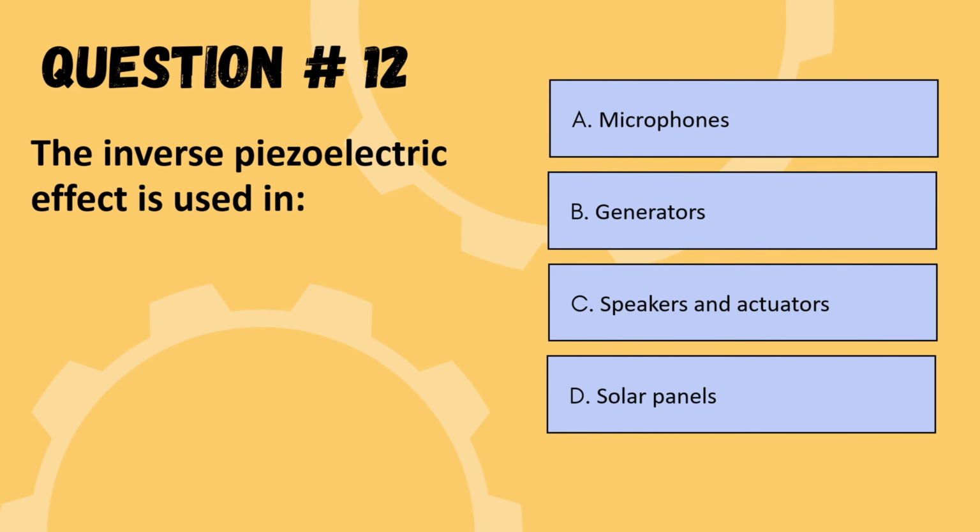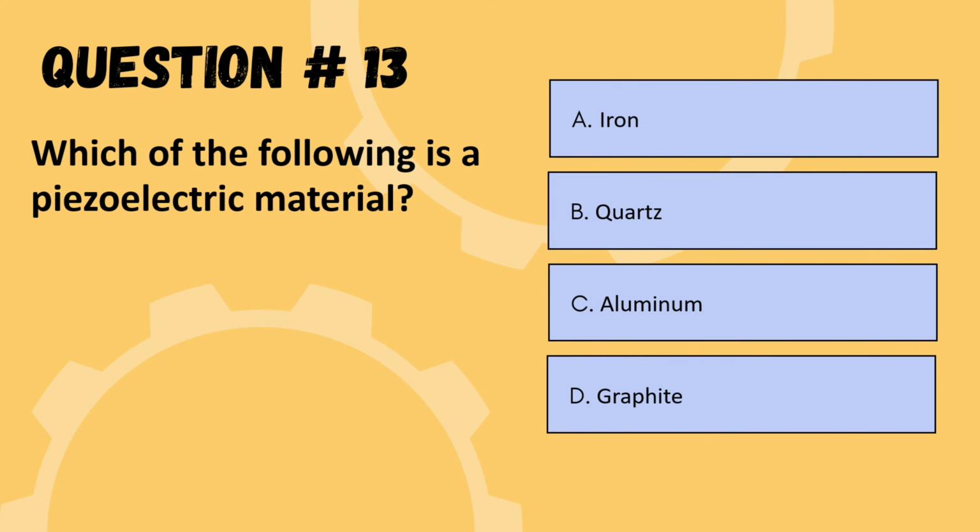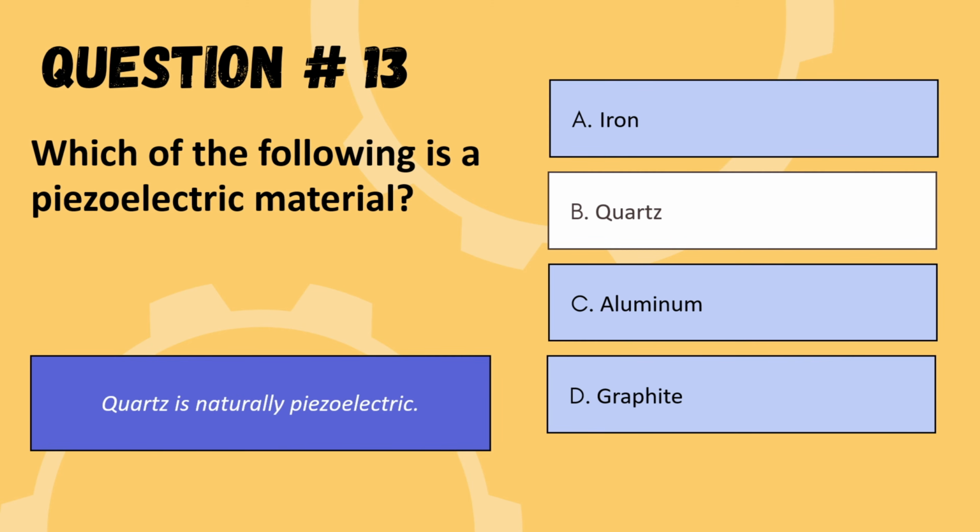Next question is: the inverse piezoelectric effect is used in, options are microphone, generator, speakers and actuator or solar panels. So the correct option is option C, speakers and actuator. So we are moving to the next question. Next question is: which of the following is a piezoelectric material? Options are iron, quartz, aluminium, graphite. So the correct option is option B, quartz. So we are moving to the next question.